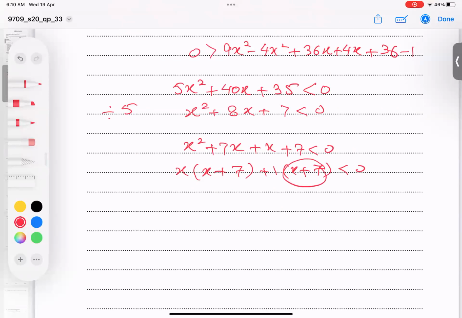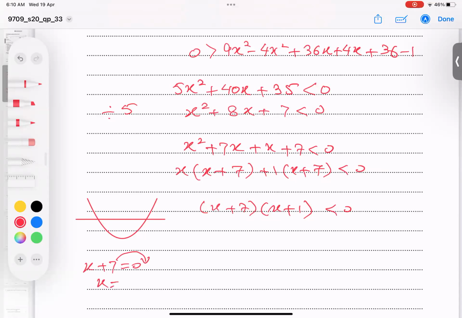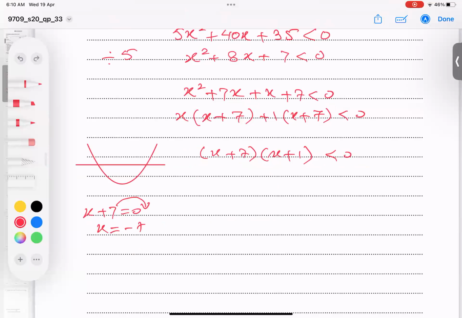After this, because they match, I get x plus 7 times x plus 1 less than 0. So I'll draw this bell shape. One time this equal to 0: x plus 7 equal to 0, 7 goes there, I get -7. And when I plug in x plus 1 equal to 0, 1 goes there, x is equal to -1. So the smaller number is -7, the bigger number is -1.